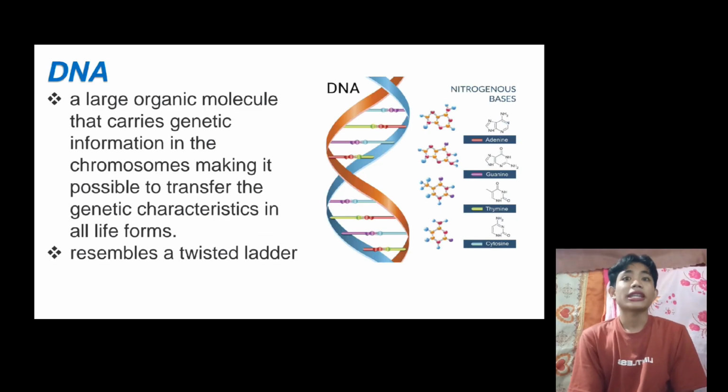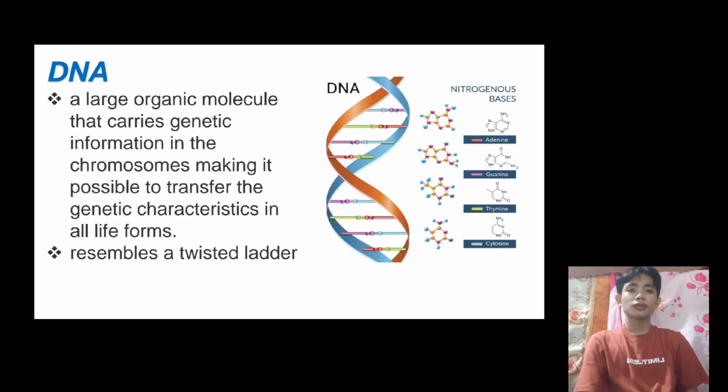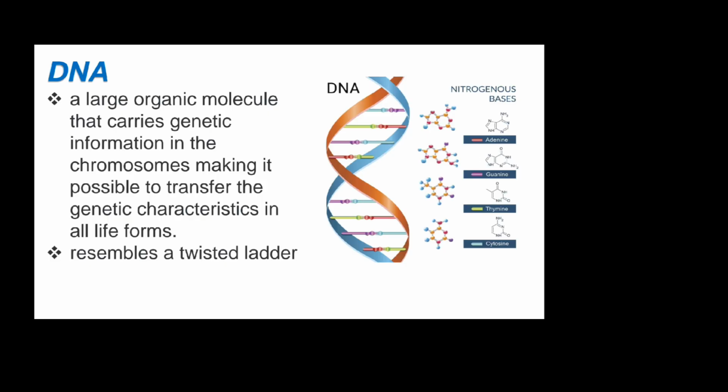Deoxyribonucleic acid, or DNA, is a large organic molecule that carries genetic information in the chromosomes, making it possible to transfer the genetic characteristics in all life forms. It resembles a twisted ladder. DNA is the molecule that carries the genetic instructions for life. It's like nature's blueprint, telling cells how to build and operate an organism.